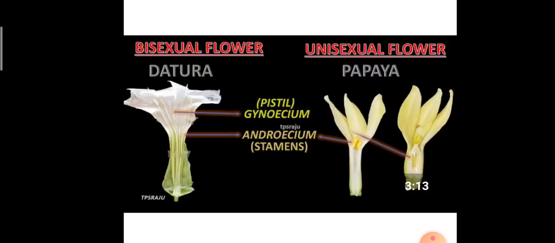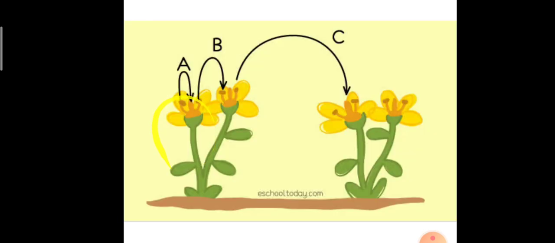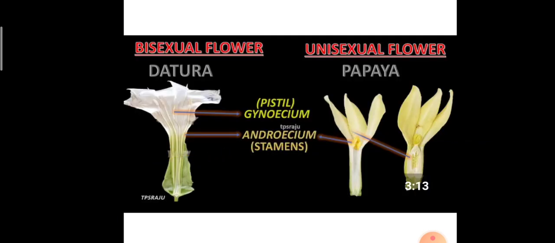Before starting the main 2 types of pollination, we are going to talk about bisexual and unisexual flowers. Bisexual, as the name indicates, means the flower contains both reproductive parts, the male and the female. If the flower contains both reproductive parts in one flower, it is known as a bisexual flower. But if the flower contains either the male or the female part, it is known as a unisexual flower.